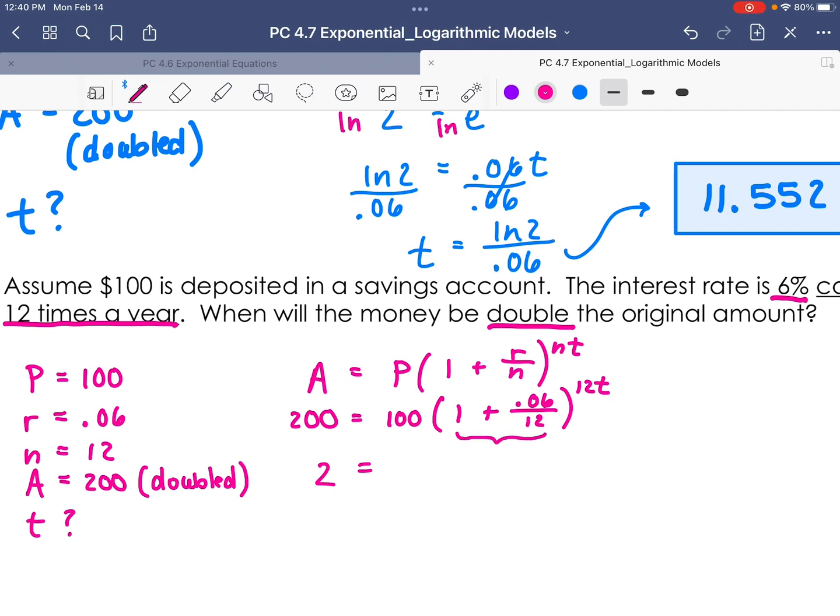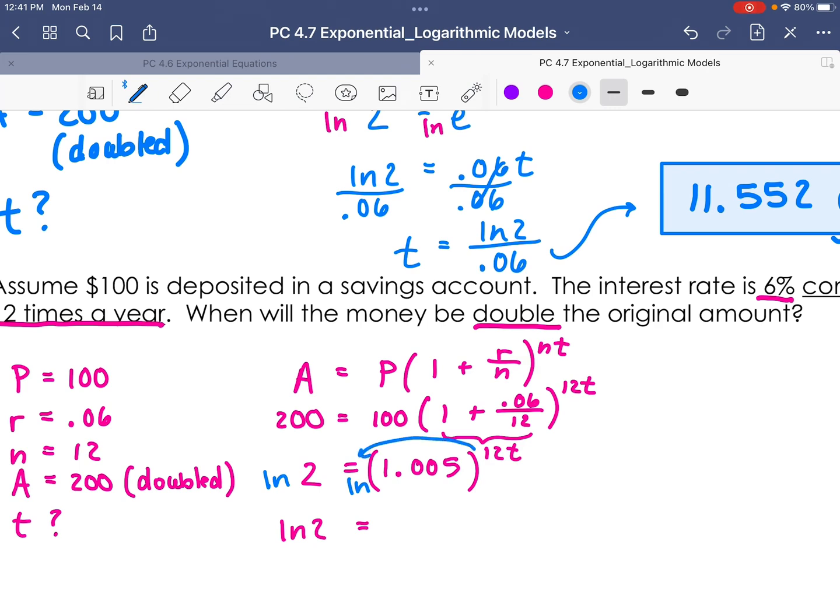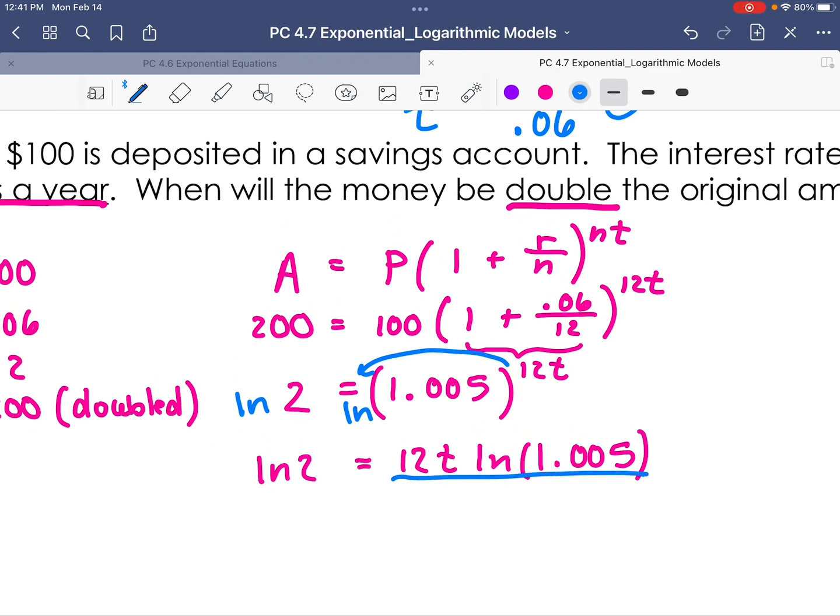And I've plugged this in already. 1 plus 0.06 divided by 12 ends up being 1.005 raised to the 12t. Once you get that done, we're going to log or natural log both sides. I will natural log. We've got natural log of 2 equals, and we can bring down the 12t in front. So we've got 12t, natural log of 1.005. And since we're solving for t, all we need to do is divide both sides.